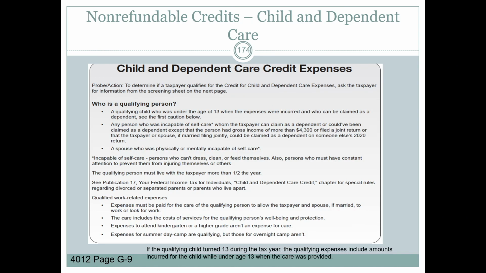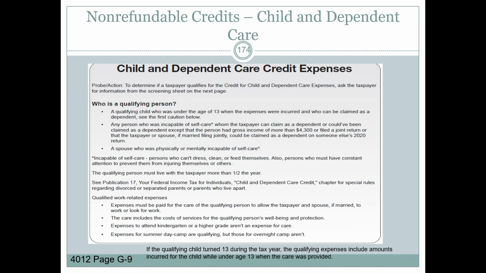Who is a qualifying person? A qualifying child who was under the age of 13 when the expenses were incurred and who can be claimed as a dependent. Now, if the child turns 13 in the middle of the year, then the qualifying expenses up until that age would be qualifying expenses. For instance, if the child turned 13 in April, qualified expenses related to child care could be taken for those first 3 months.